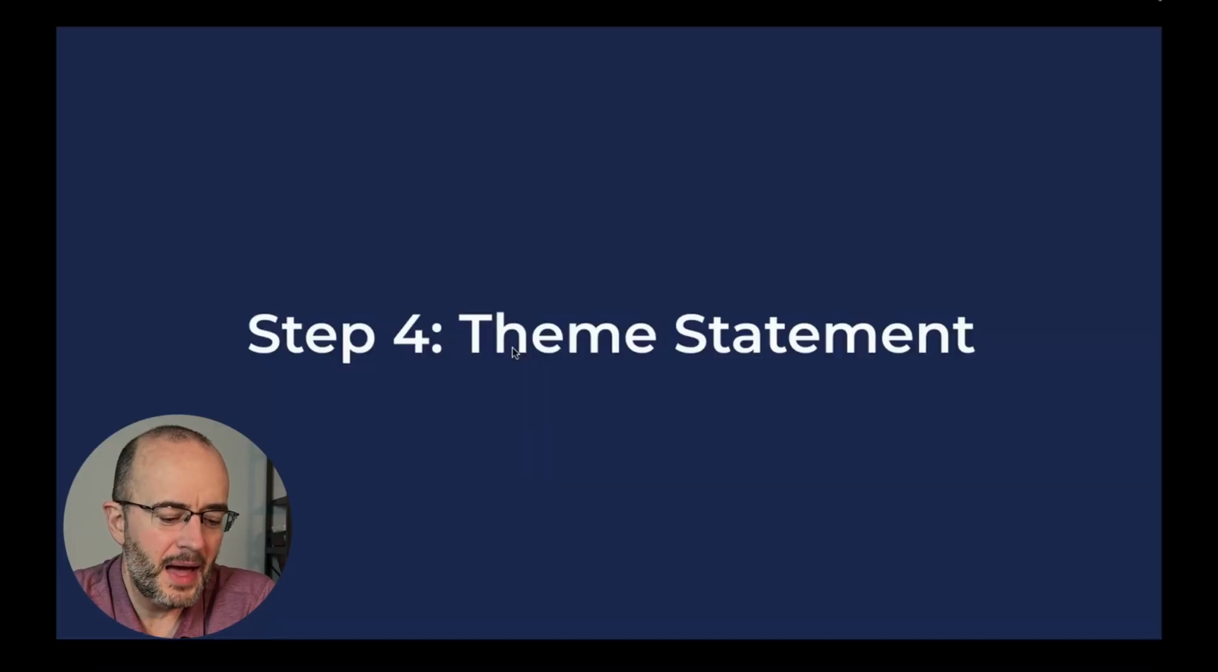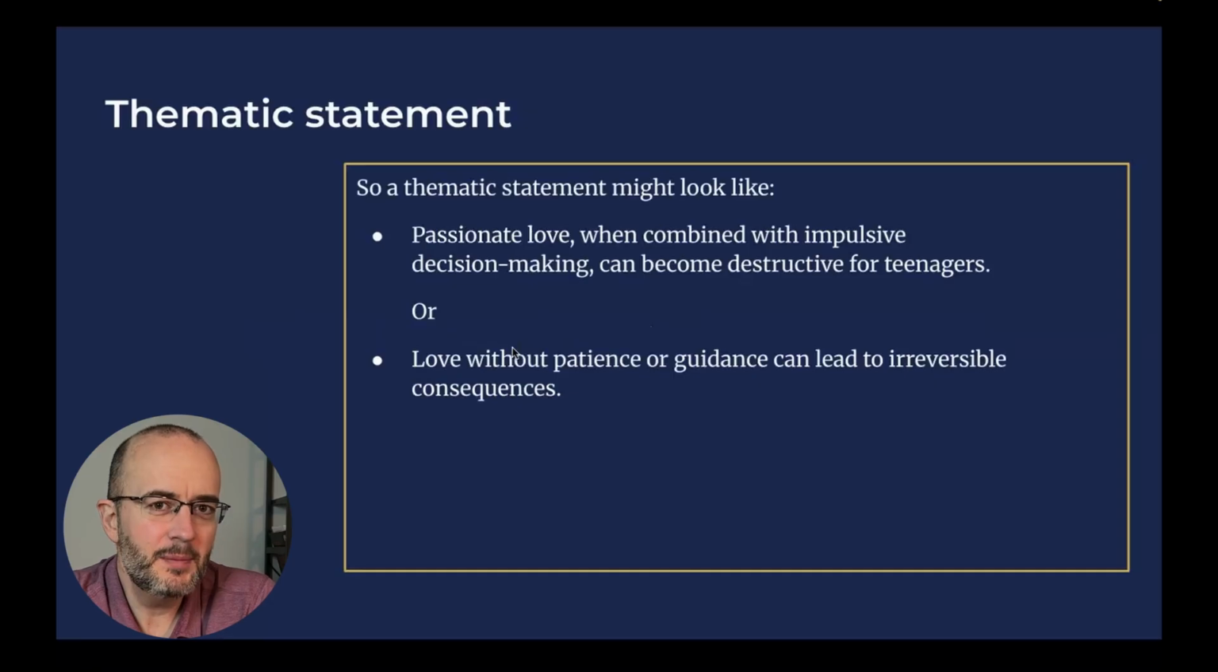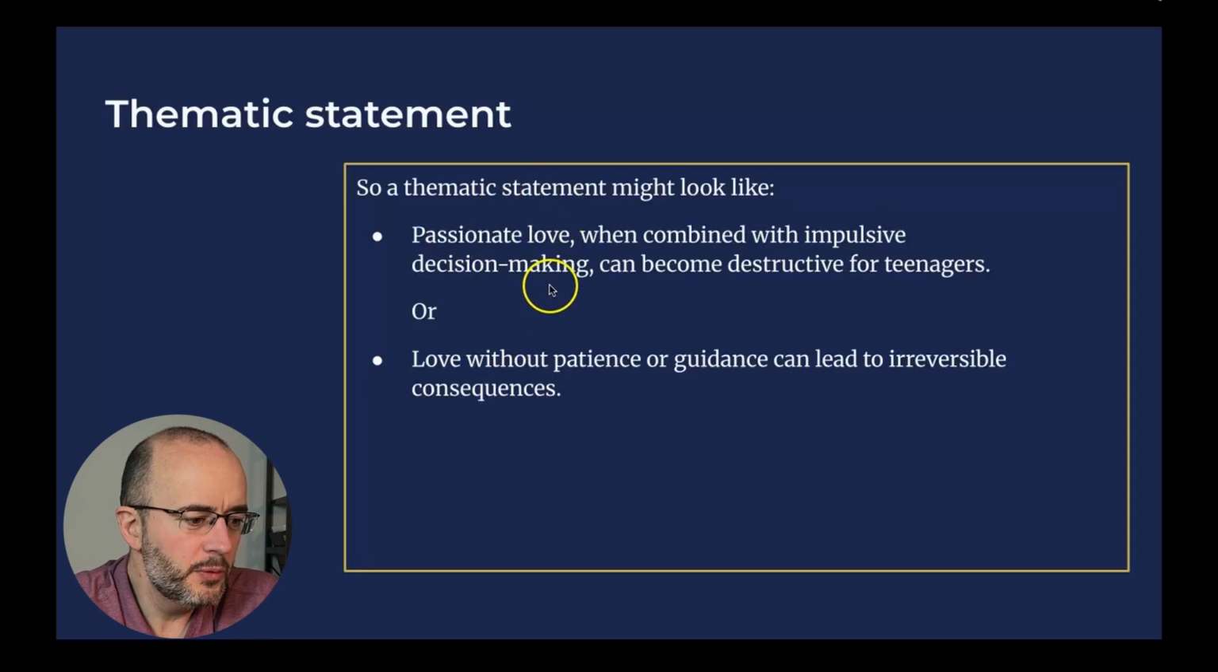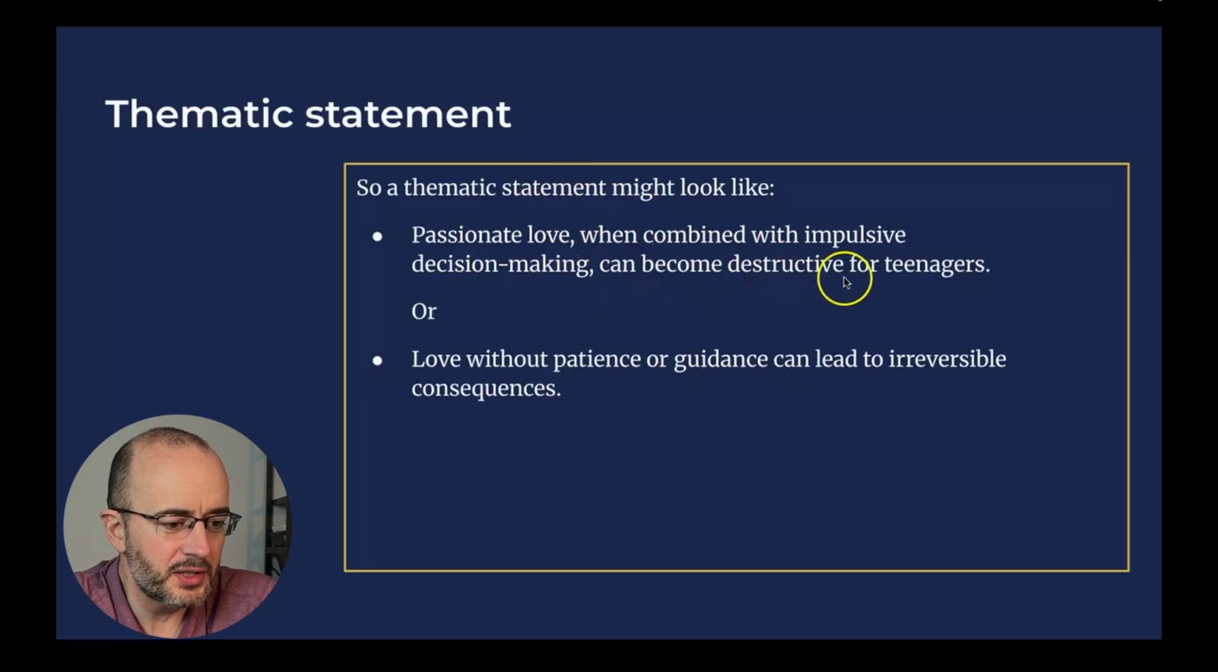Step 4 is all about a thematic statement. A thematic statement isn't just simply a thesis or anything like that. It's really a universal idea that the story relates to or some lesson we can take from it. So, for example, in Romeo and Juliet, a thematic statement might be something like passionate love, when combined with impulsive decision making, can become destructive for teenagers.